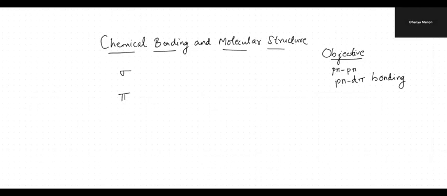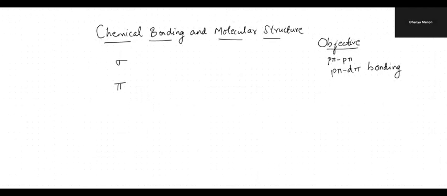In the previous video you learned about sigma bonds and pi bonds, and the difference between them, how they are formed. And in today's video we will be learning about a special type of bonding, which is called p-pi d-pi bonding. This part is very important for JEE and NEET.